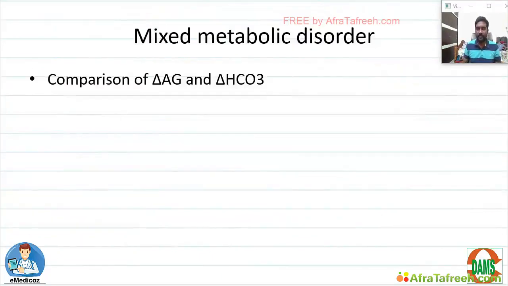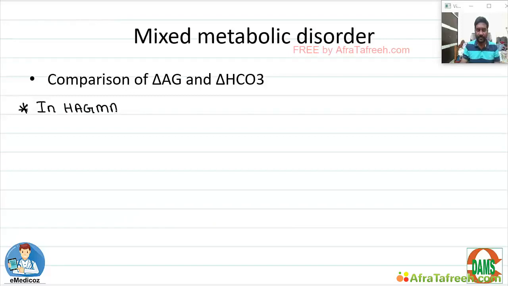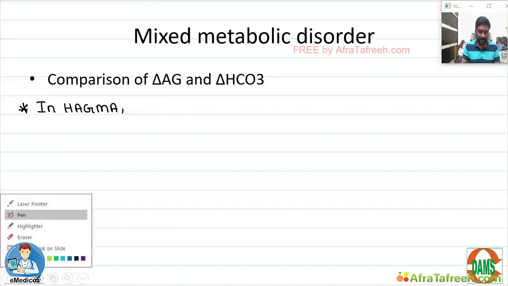Next topic is mixed metabolic disorders. These are some complex disorders where there can be two metabolic disorders. And here it is important that you calculate delta anion gap and delta bicarbonate, and compare them. This is actually a very, very complicated concept, but let us make it very easy for your exam. You must be knowing this relation in high anion gap metabolic acidosis, which we have discussed in your class in detail.